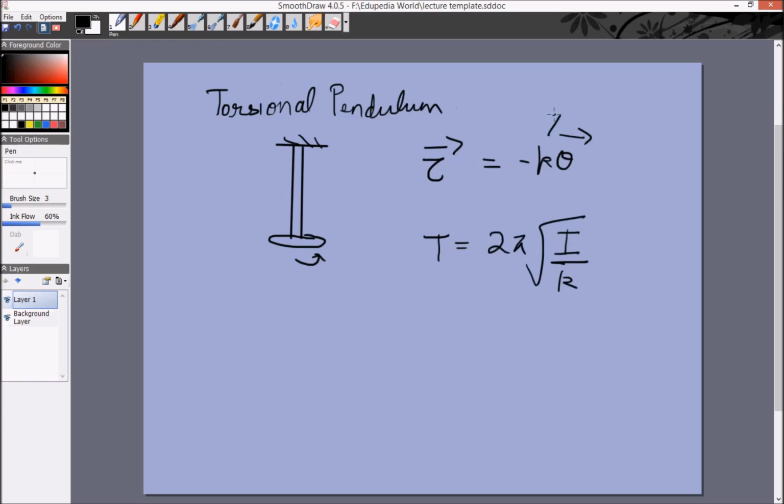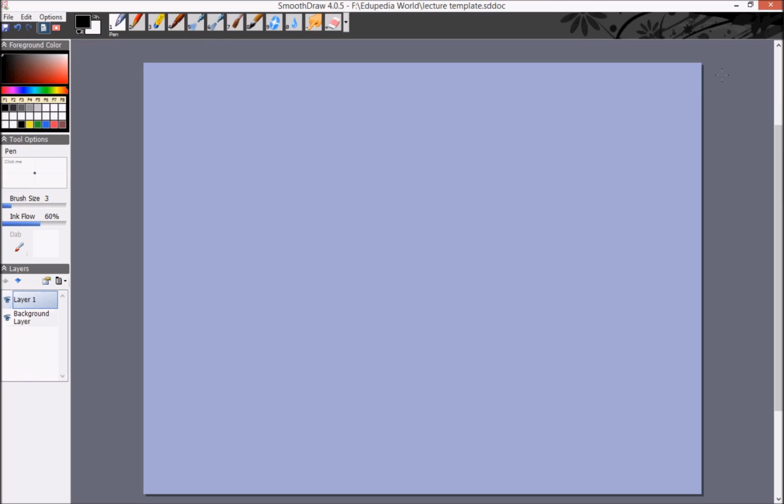K is called the torsional constant. And it's different for different materials. So this is one thing I left out in the last lecture.